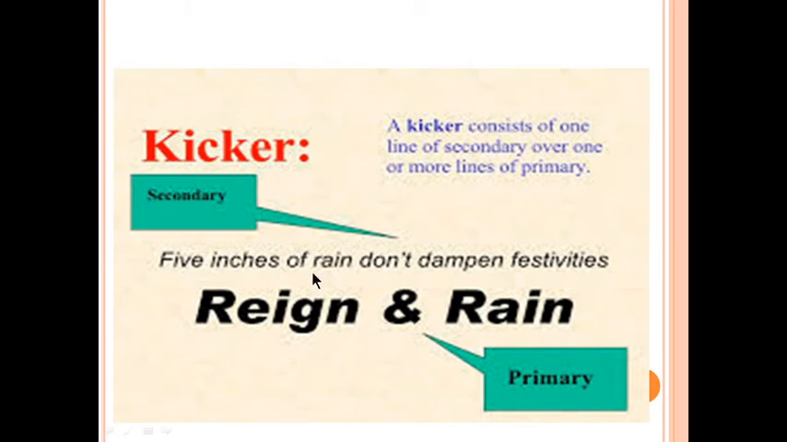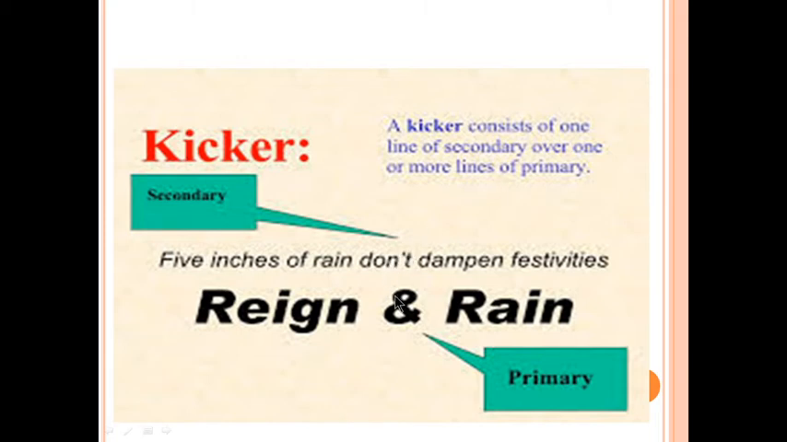See, this is the headline: "5 inches of rain don't dampen festivities." Rain and rain. See, this is the headline. And kicker means, I hope this definition will be more clear: consists of one line of secondary over one or more lines of primary.